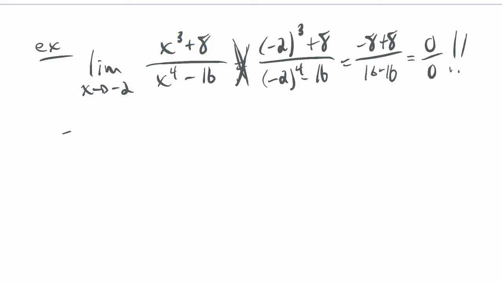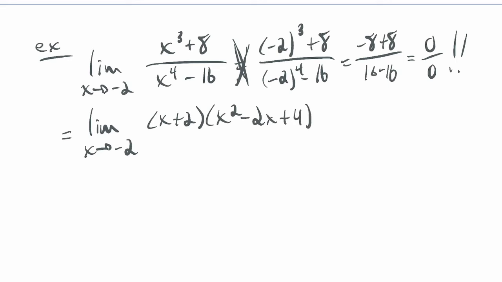So this equals the limit as x goes to negative 2. And the top will factor as x plus 2. And there's a formula for this. I can show you the formula in a minute or two. So x squared minus 2x plus 4. And if you take the time to FOIL this out, or really use the distributive property, you'll get x cubed plus 8 if you check this out. Basically, these two make minus 2x.